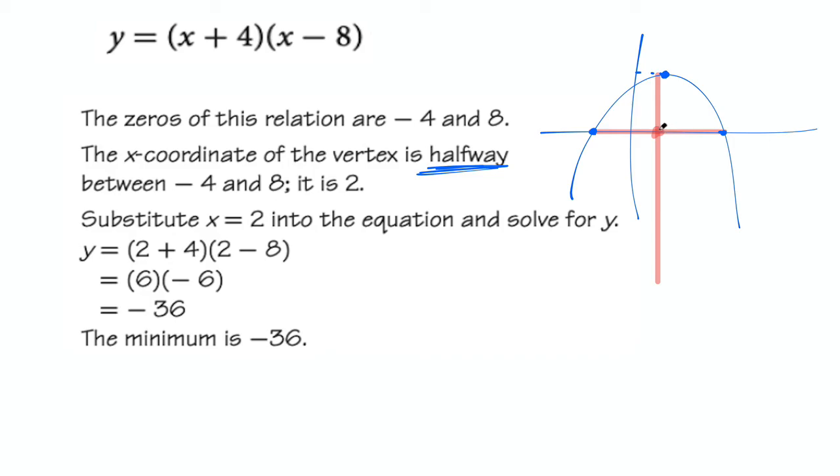So when she calculated this halfway mark to be x is equal to 2, if you just plug in x is equal to 2 into this equation here, you get the corresponding y value, okay? So that means this point of the vertex is going to be 2n minus 36.